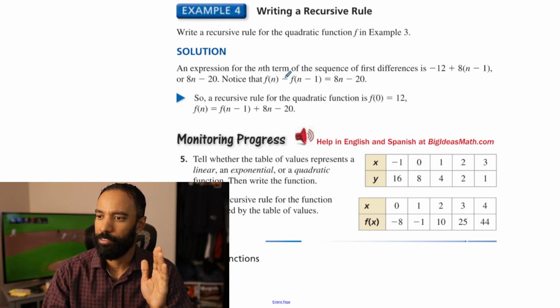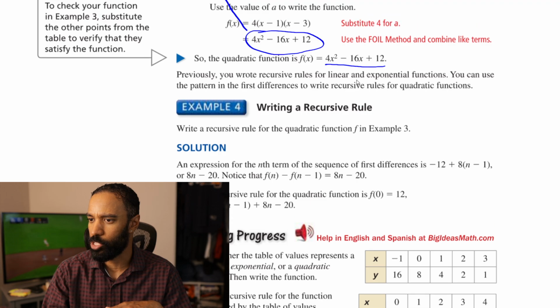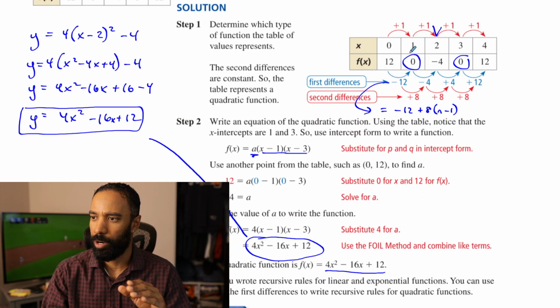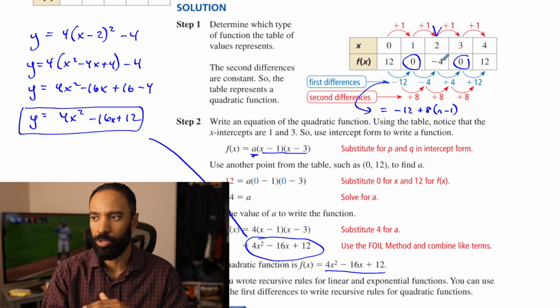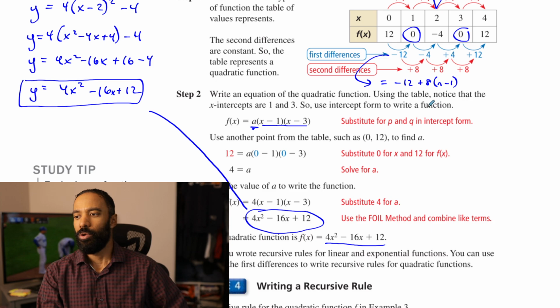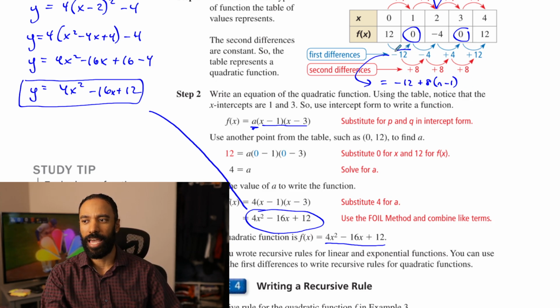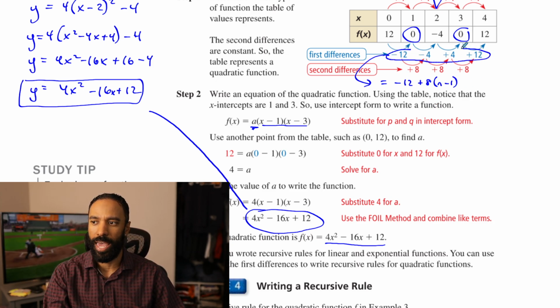Notice that f of n minus f of n minus 1 equals 8n minus 20. So any term minus the one before it, 0 minus 12, or negative 4 minus 0, or 0 minus negative 4, 12 minus 0, would follow this rule for finding out what that difference is, based on what nth term you're talking about.